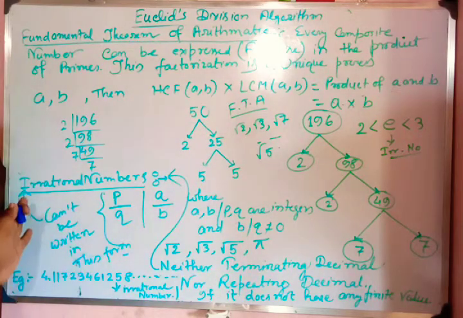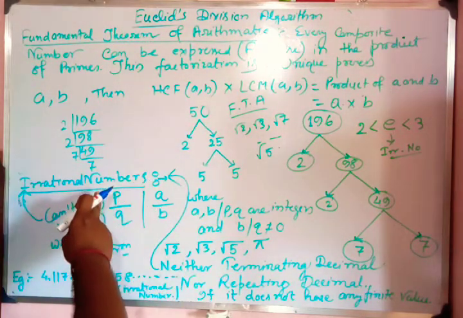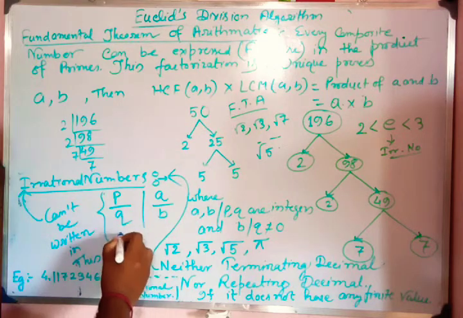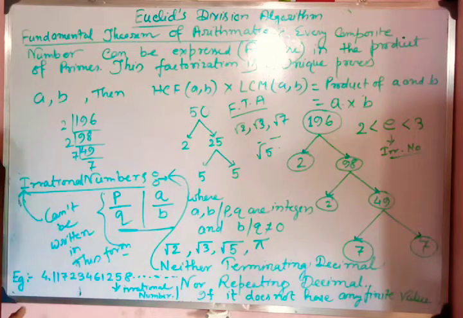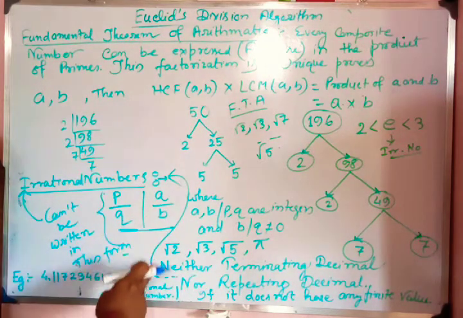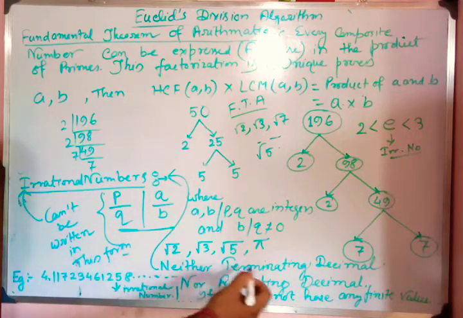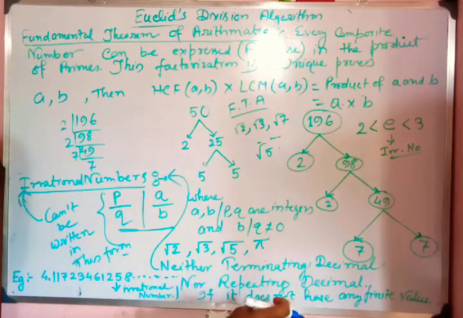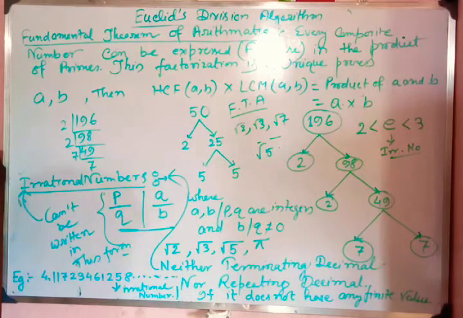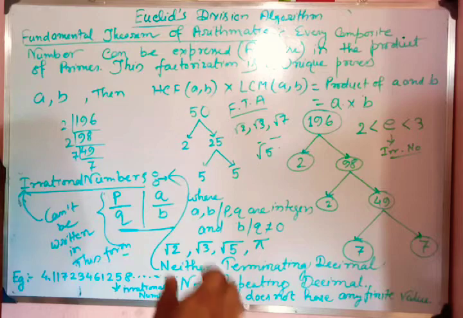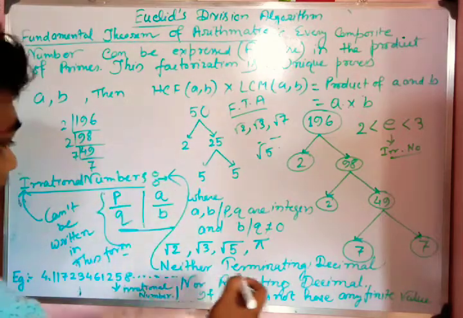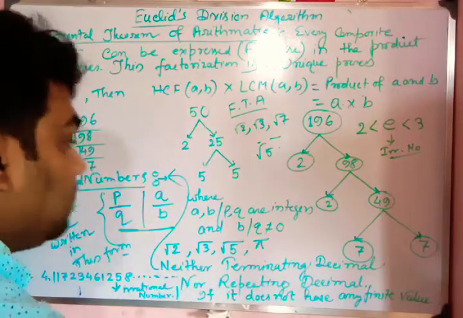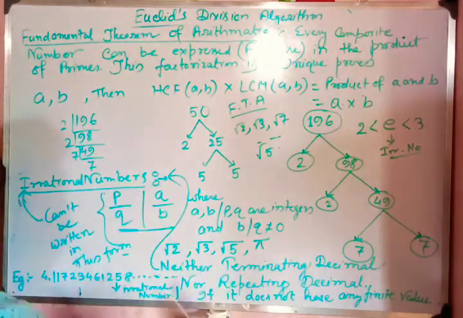Now, an irrational number is a number that can't be expressed in this form. That is called an irrational number. One more thing: an irrational number is neither a terminating decimal nor a repeating decimal. If we convert an irrational number to a decimal number, then it should be neither terminating nor repeating. That number is called an irrational number.